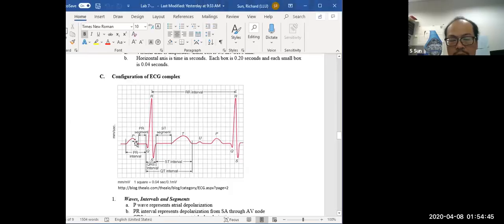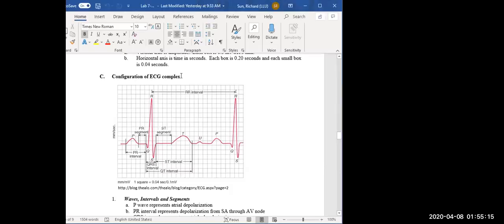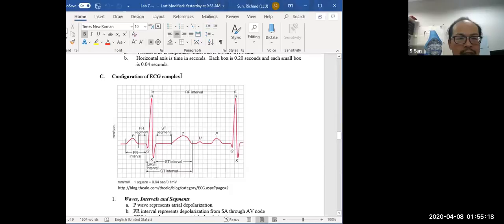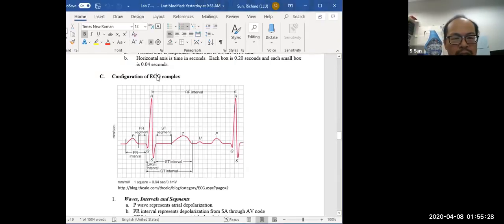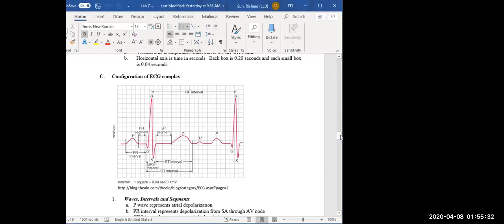EKG has typical waves, including a P wave, QRS, and a T. Don't worry about this V wave. This is not very noticeable in most cases, but this P, QRS, and the T are very noticeable. So this is one heartbeat and then the next heartbeat. ECG and EKG are the same thing. Sometimes people say EKG, sometimes people say ECG. C refers to cardiograph, but C could be K.